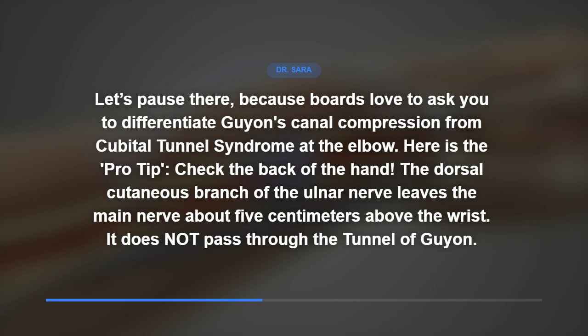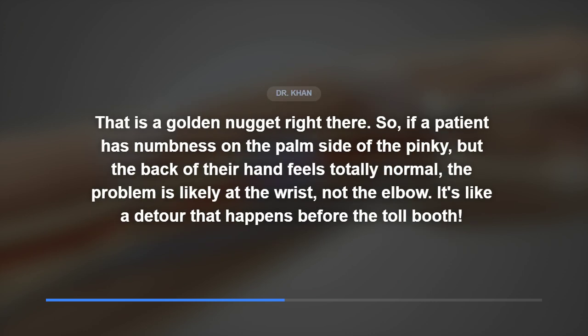Let's pause there, because boards love to ask you to differentiate Guyon's canal compression from cubital tunnel syndrome at the elbow. Here is the pro tip. Check the back of the hand. The dorsal cutaneous branch of the ulnar nerve leaves the main nerve about 5 centimeters above the wrist. It does not pass through the Tunnel of Guyon. That is a golden nugget right there.